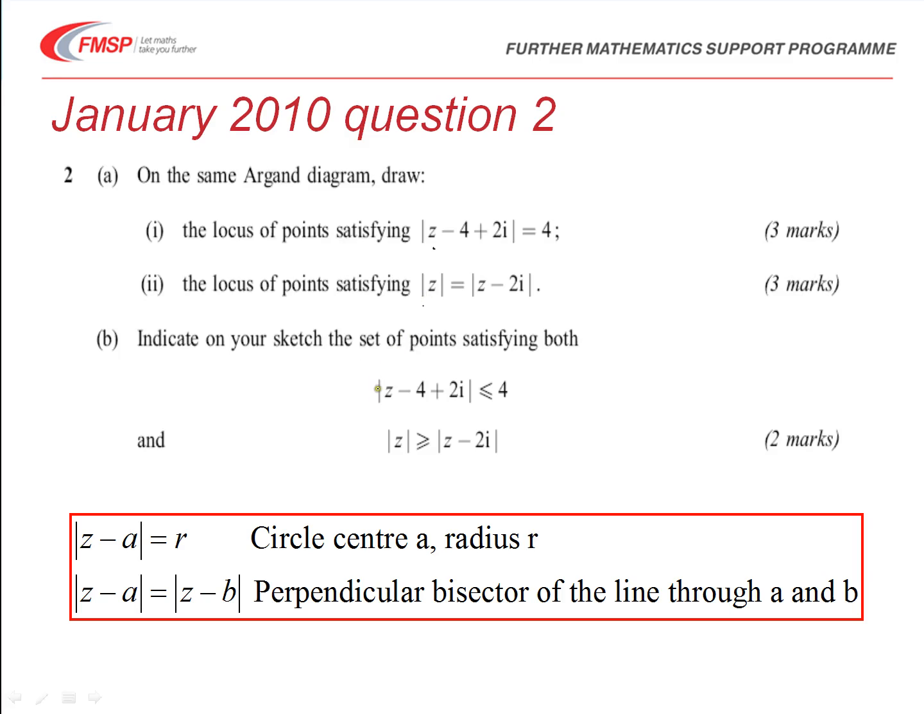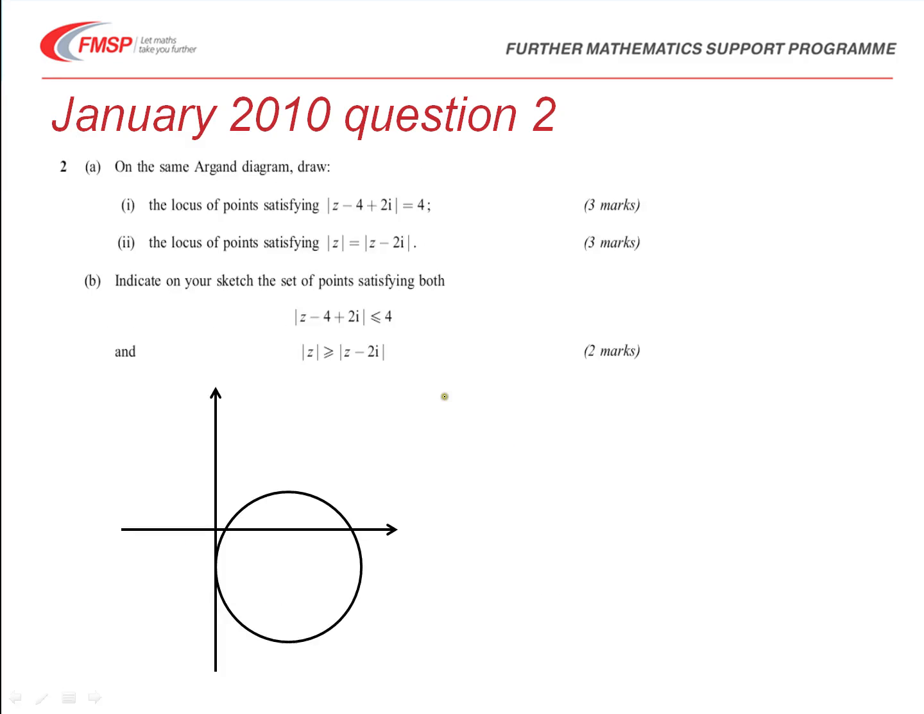Then in part B, we're asked to shade in areas satisfied by certain inequalities, and the area that satisfies both of those particular inequalities in order to gain the marks. Well, let's see how this goes then.